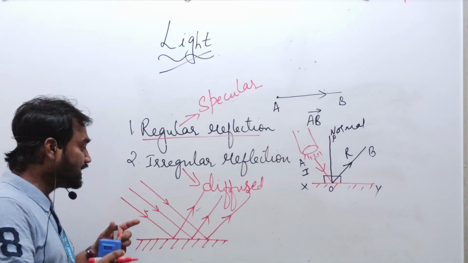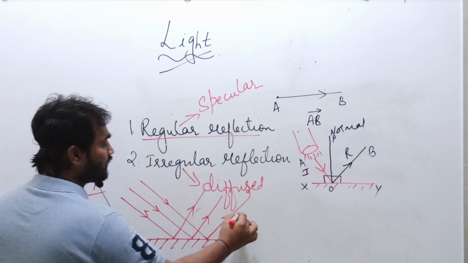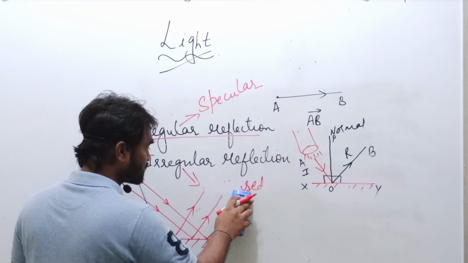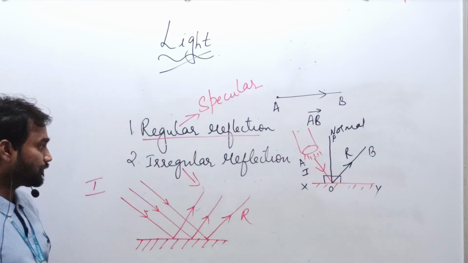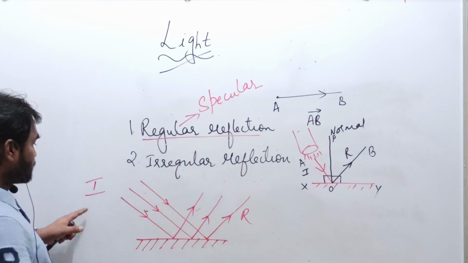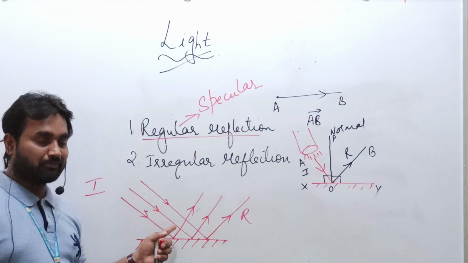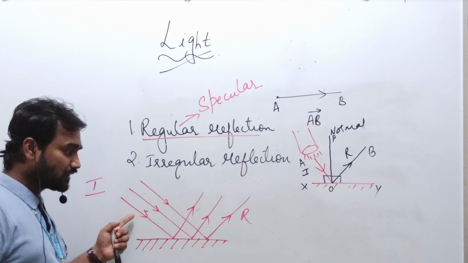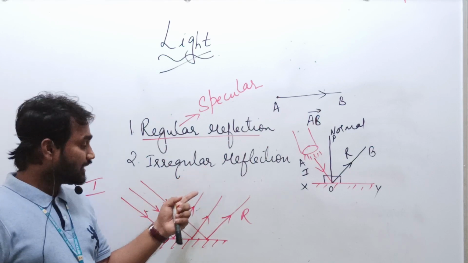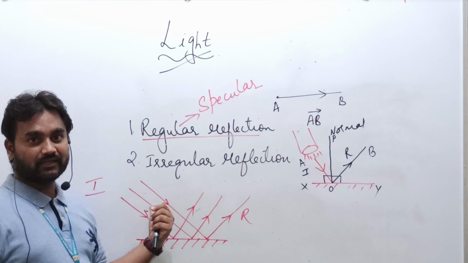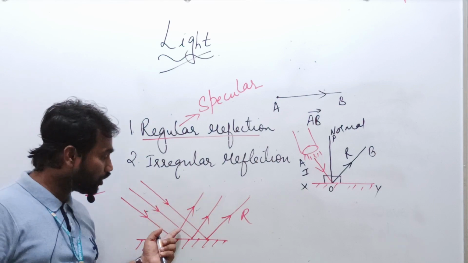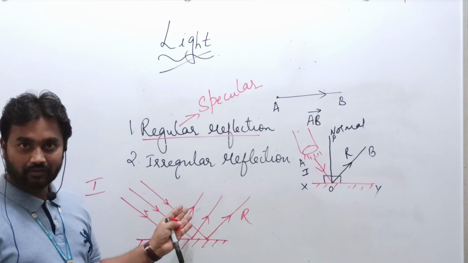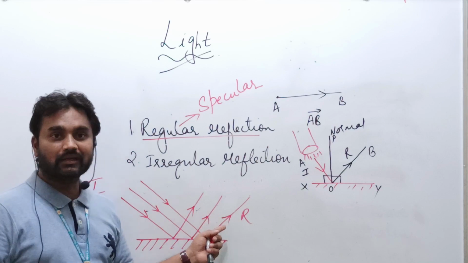Let me erase this so that it will be easy to understand. So here, this is the parallel beam of light. These rays are all parallel to each other. So when it reflects back, it follows the same pattern as that of the incident ray. All the rays are parallel, they follow one pattern, and they are all parallel to each other.